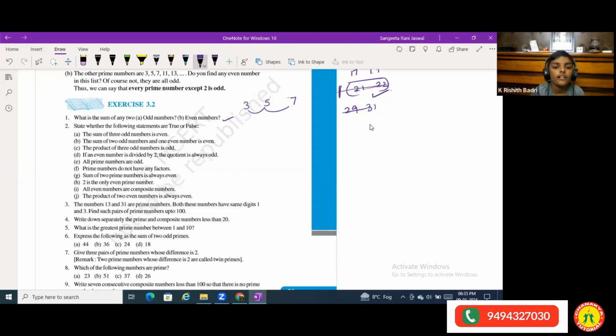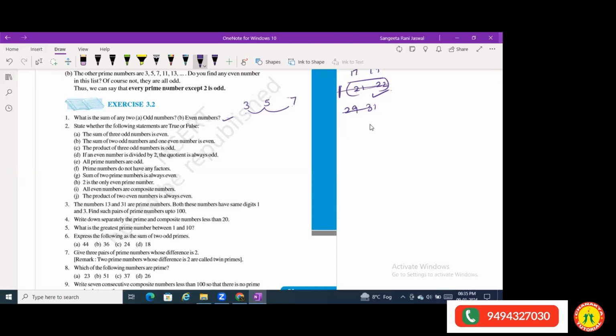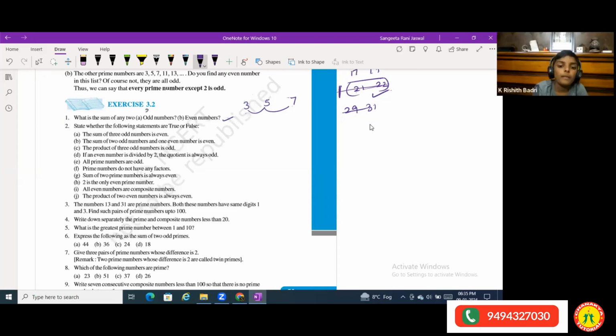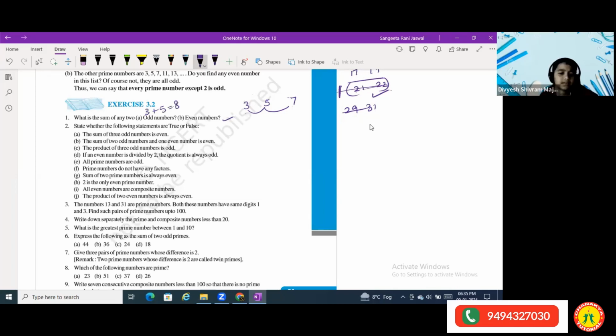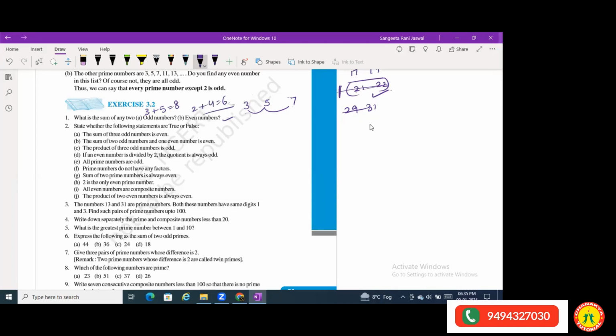Ma'am, the sum of two even numbers is also even. Just give me one example of this. Ma'am, odd: 3 plus 5 equals 8. And even: 2 plus 4 equals 6. Okay, only this I am asking.